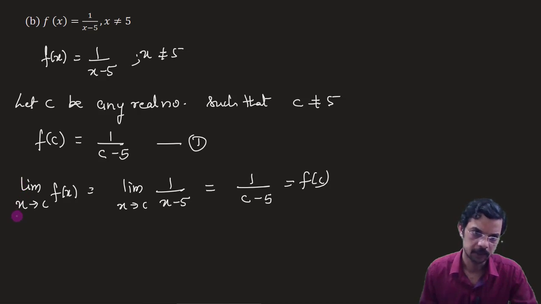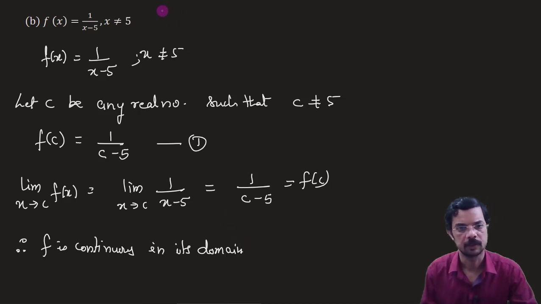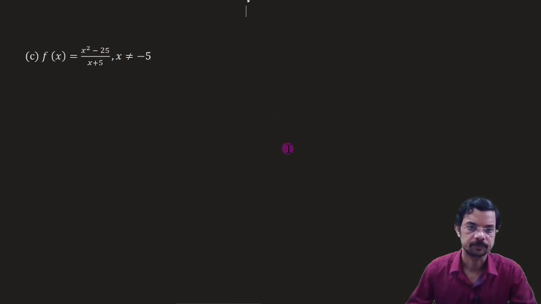So limit x tends to c of f of x is equal to f of c for all the points in the domain of the given function. Therefore f is continuous in its domain. It is defined for all real numbers except 5, so it is defined and continuous in its domain. Let us move on to the next question.